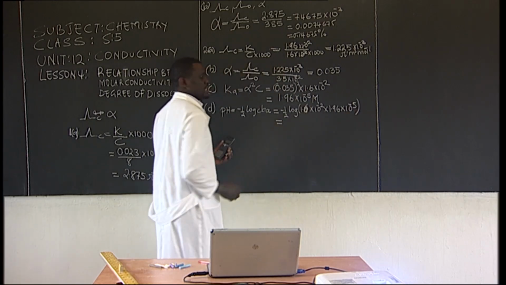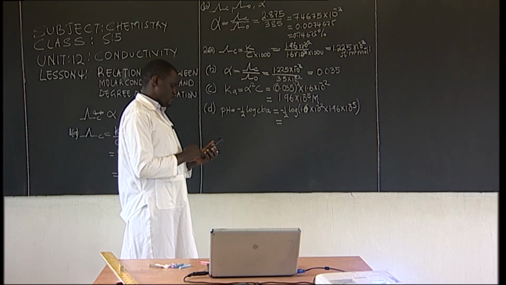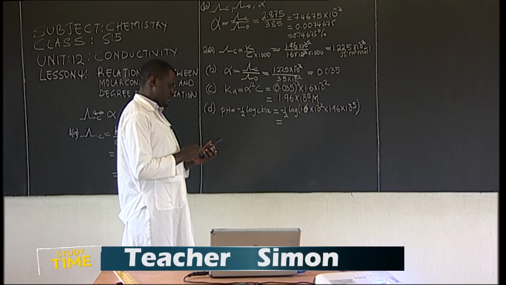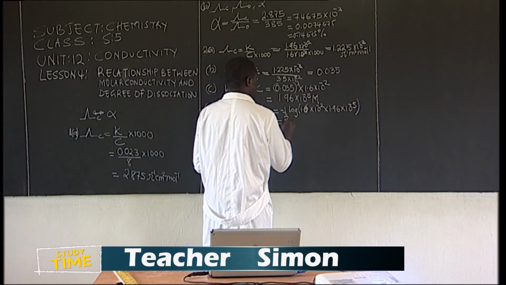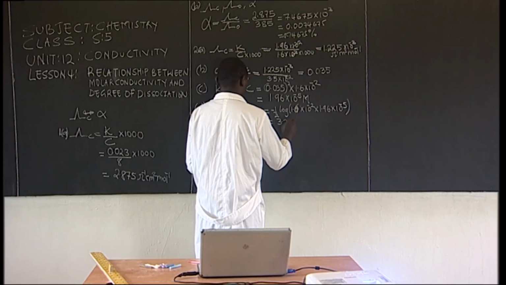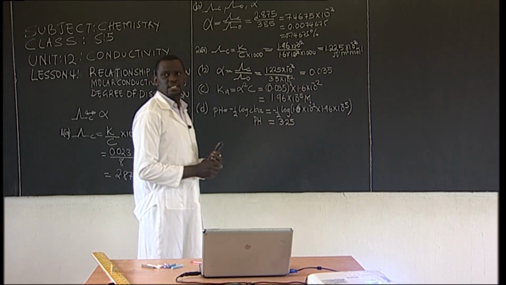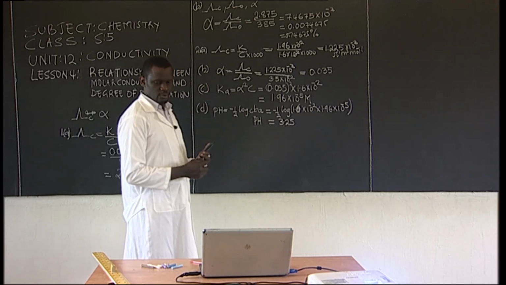Yeah. And after we calculate, we have 1 times 1.6 times 10 to the power negative 2. Then negative log of the answer and divide by 2. So our answer will be 3.25. So this is the pH, the pH of our solution.